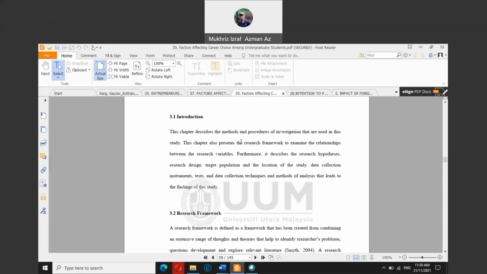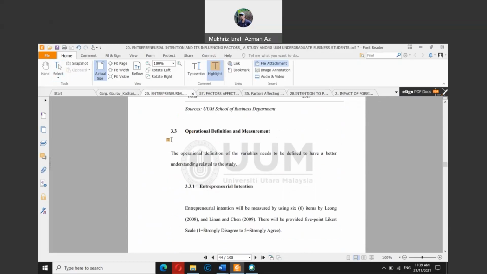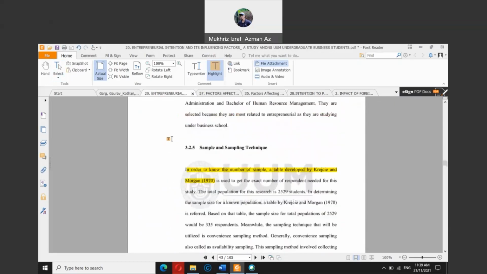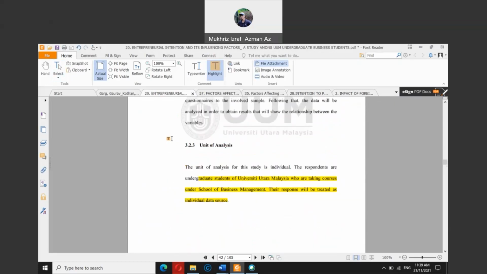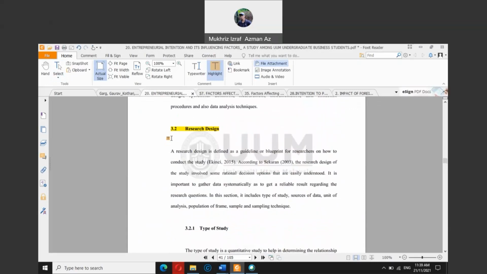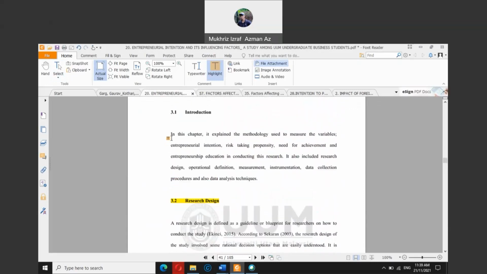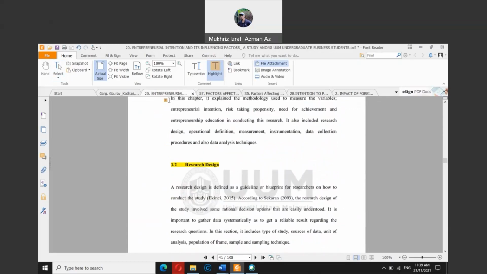The student used UEM as part of the analysis. Okay, and then we also have thesis number 20, which is another good thesis that you can refer to when it comes to how to actually write your chapter number 3. Okay, so let me use thesis number 20 first.